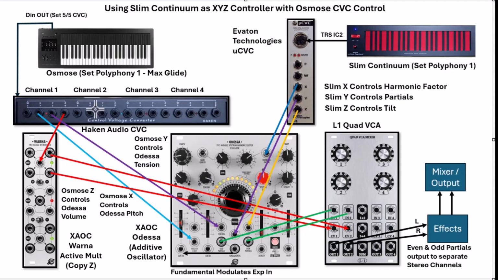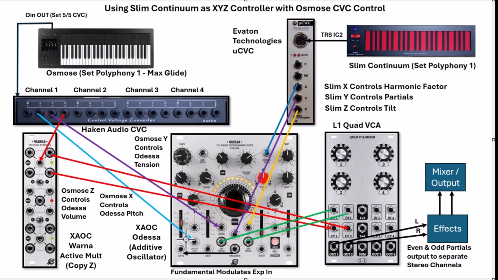Now the setup we have here is that the Osmose is connected to the CVC. When you do that, you connect the DIN out of the Osmose to the DIN in, which is really I squared C in of the CVC. You set your Osmose to 5.5 CVC configuration in the MIDI I/O global section. And then we're going to output the X, the 1 volt per octave pitch of channel 1 of the CVC, because we're only going to be outputting a monophonic voice, so only channel 1 will be output.